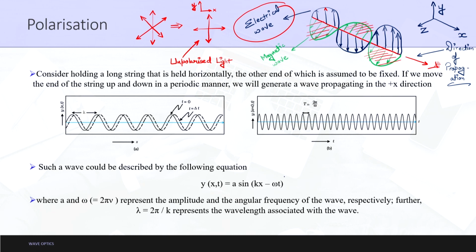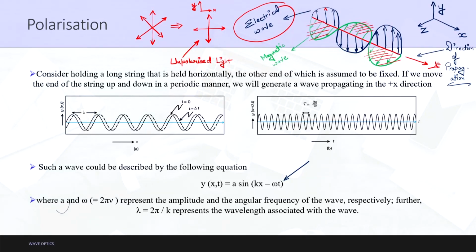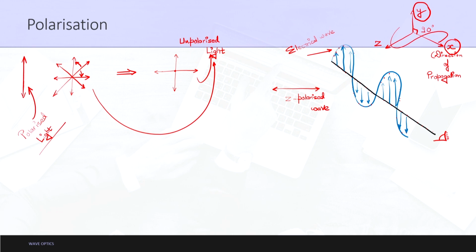So, in the previous discussion we also understood, using an example of a string, that if we fix the string and try to move it above and below, then sinusoidal waves are created. Those sinusoidal waves can be mathematically interpreted as y, a function of x and t, equal to A sin(kx minus omega t), where A is amplitude, omega is the angular frequency and lambda is equal to 2 pi by k. So, basically k is related to the lambda value. These were all things which we understood in the previous lecture only.